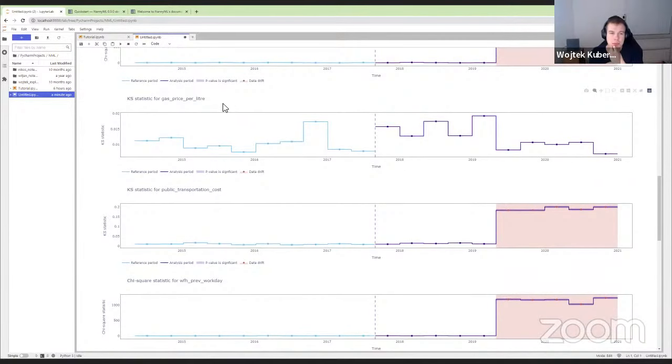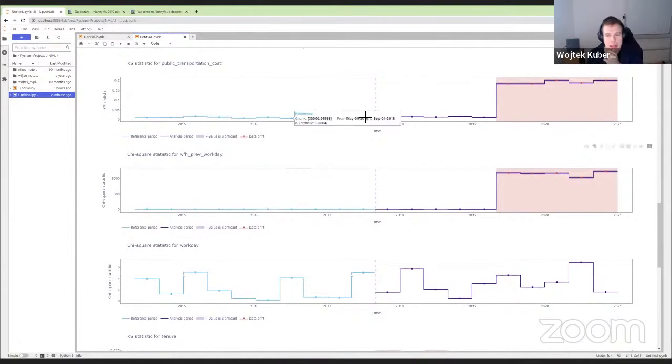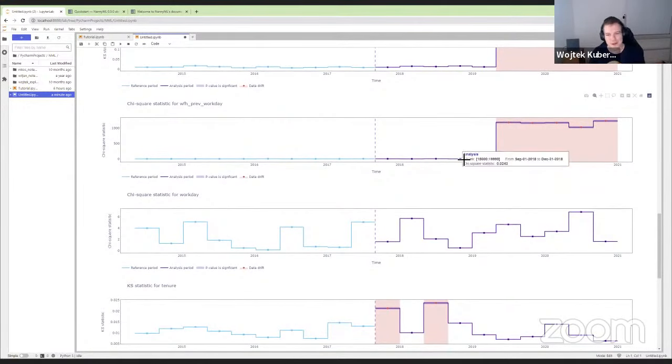For gas price, there is no change, unlike in the real world. For some other features, we also have changes. So here we could take it and try to figure out what exactly happened based on our understanding of the domain and of the data set. Let's not do this analysis now, obviously.